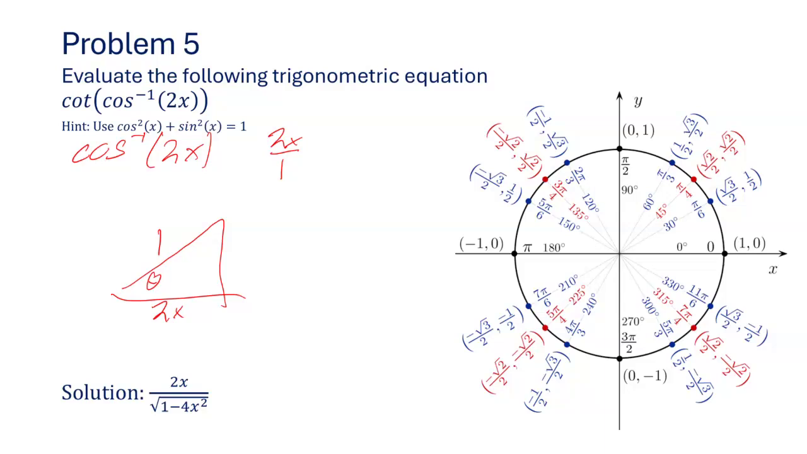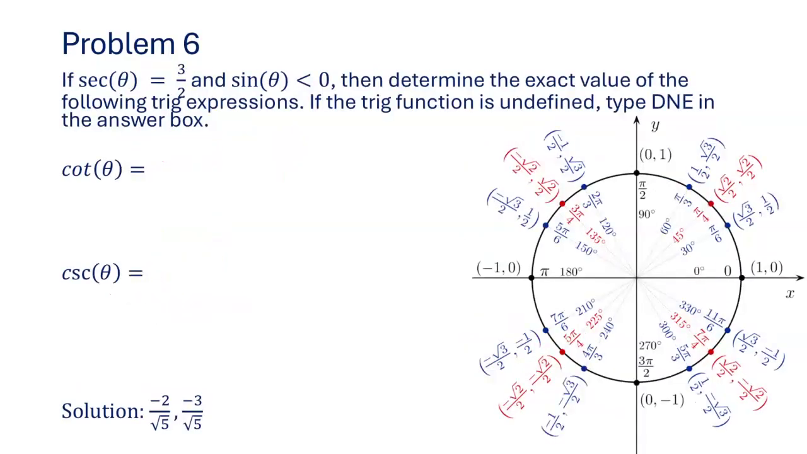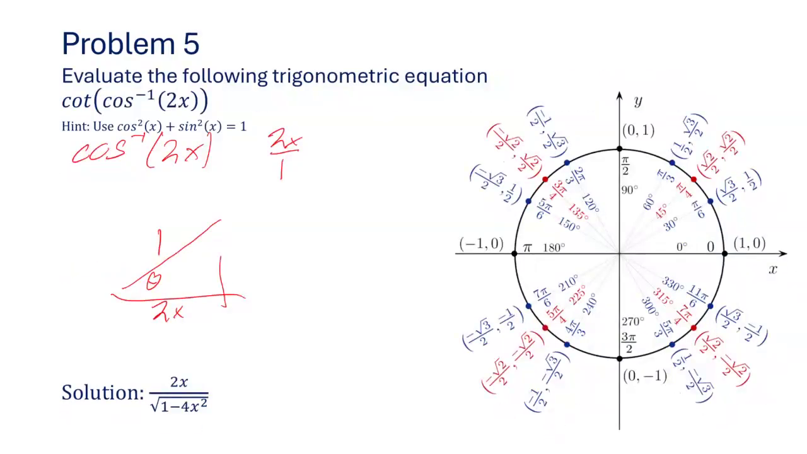But since we want to find the cotangent, we need to find the opposite side as well as having the adjacent side. That is a very large eraser. No, go back. There we go. And maybe black. There we go.